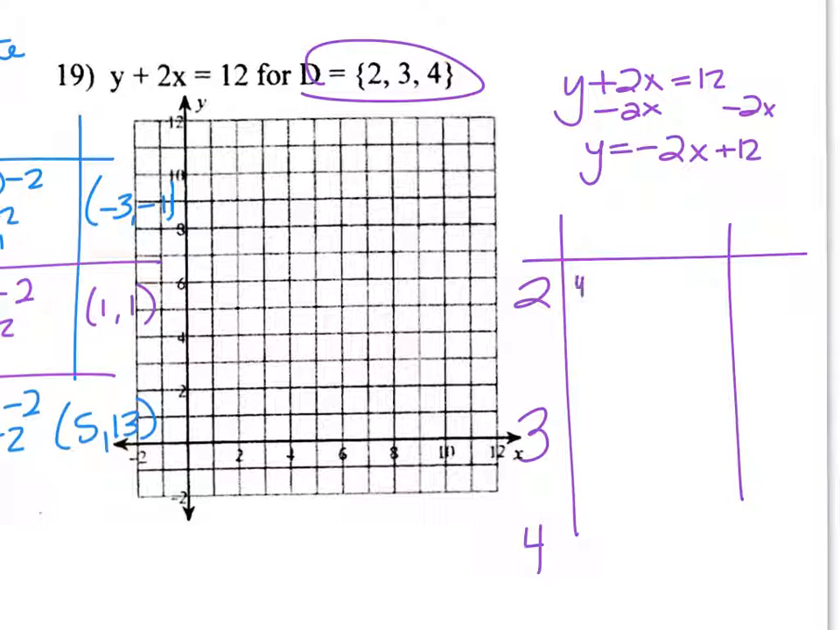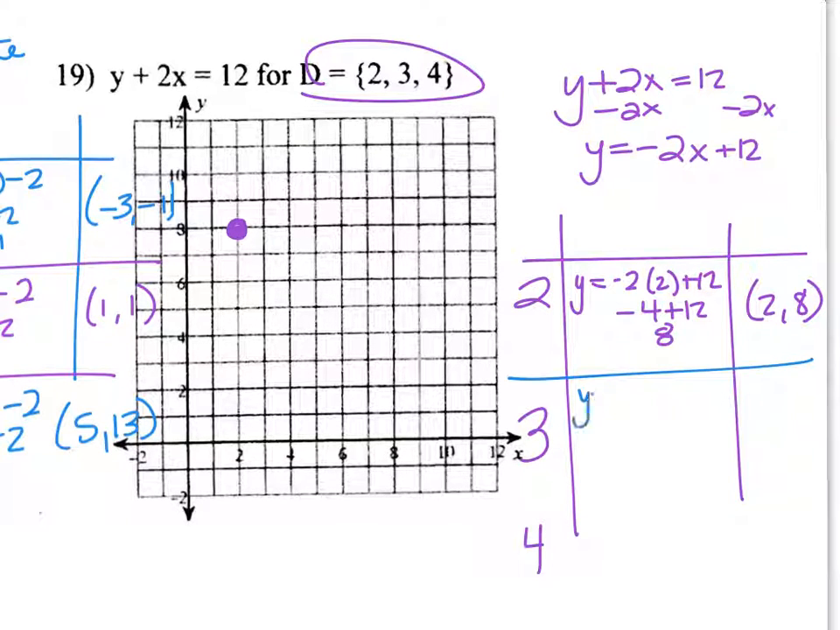All right, we'll do our first one. Y equals negative 2 times 2 plus 12. That's negative 4 plus 12, which is going to give me 8. So 2, 8 is my first point. All right, this one's a little nicer to graph because it's actually on the grid. Y equals, now I'm going to plug in 3. Negative 2 times 3 plus 12 is negative 6 plus 12, which is 6. So I've got 3, 6.